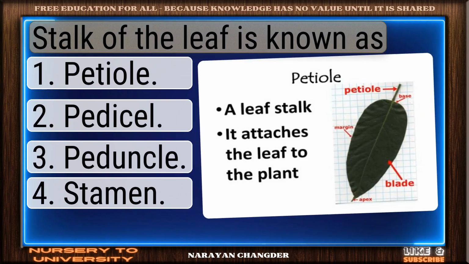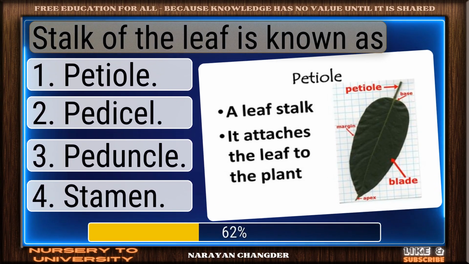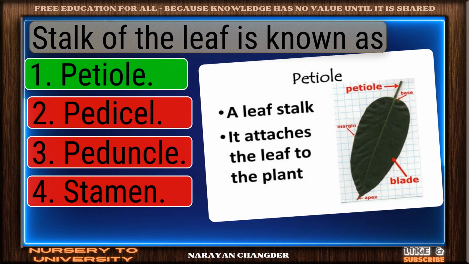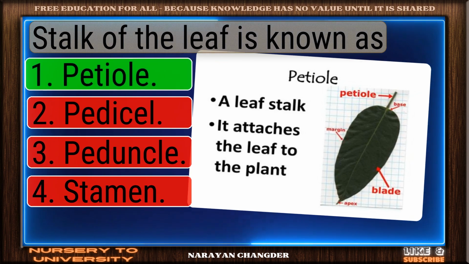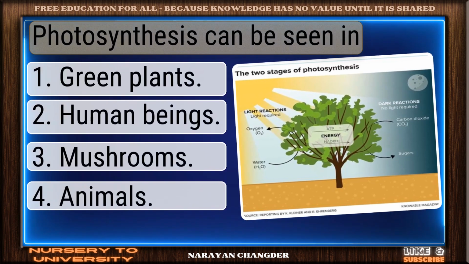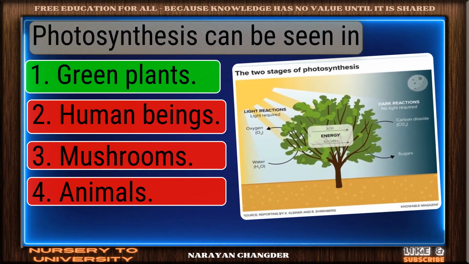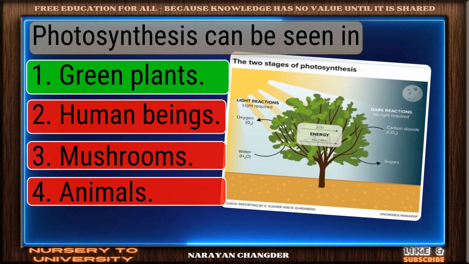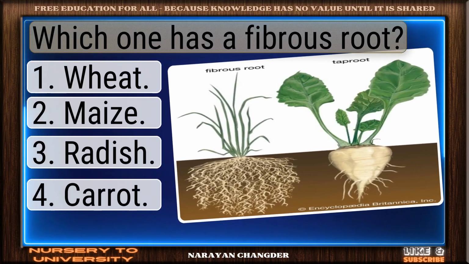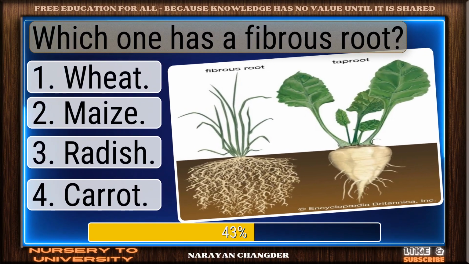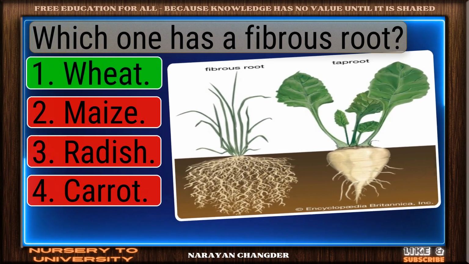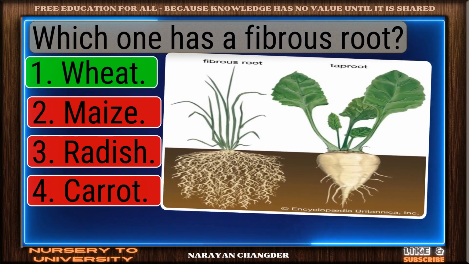Stalk of the leaf is known as... Nice work. You chose Pichol and it is correct. Photosynthesis can be seen in... Smart pick. Green plants is the correct choice. Which one has a fibrous root? Well reasoned. Wheat is the correct choice.